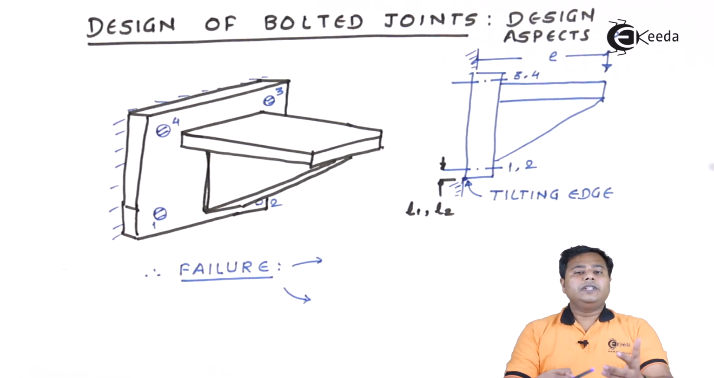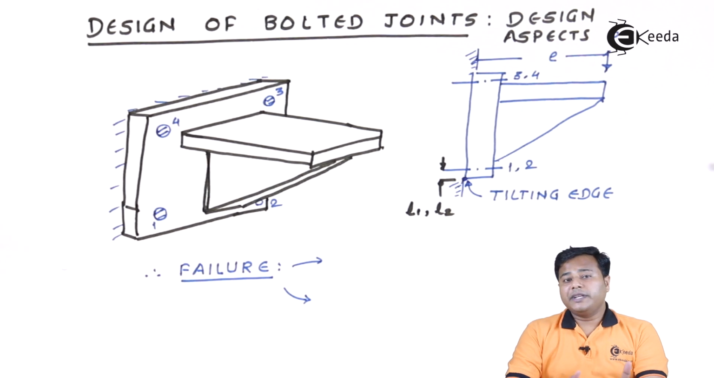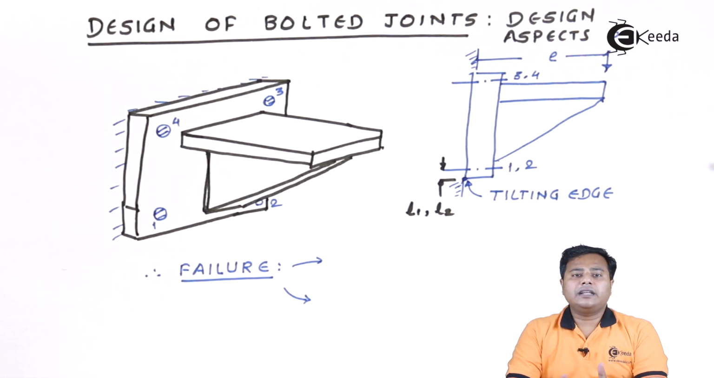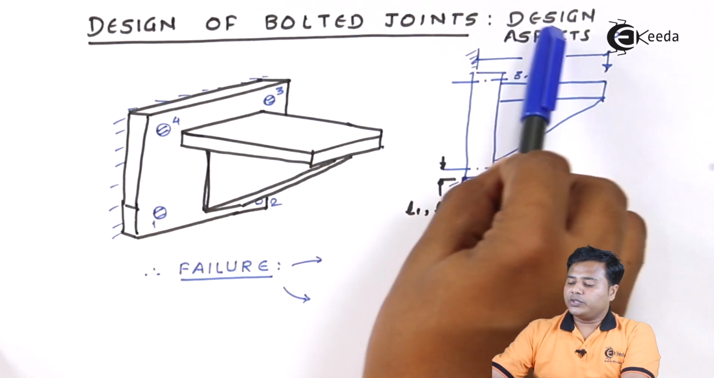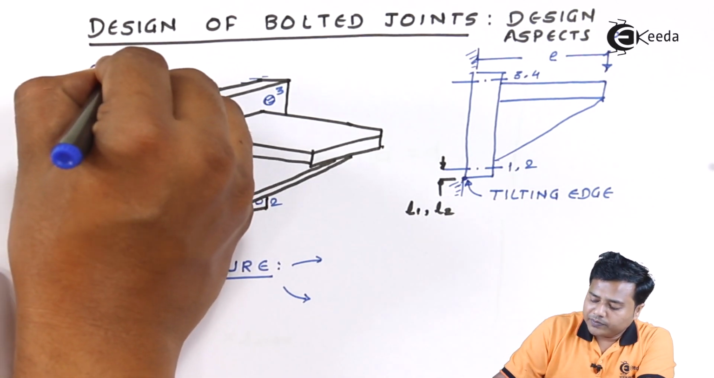So that is how we need to understand how the bolted joints actually work in major aspects, and how their design and failure aspects come into picture. So there are basically three ways a bolted joint can be considered, and we are going to look at those three cases as three different ways. So let us start with it. It's the design of bolted joints, design aspects. Let us begin with case 1.